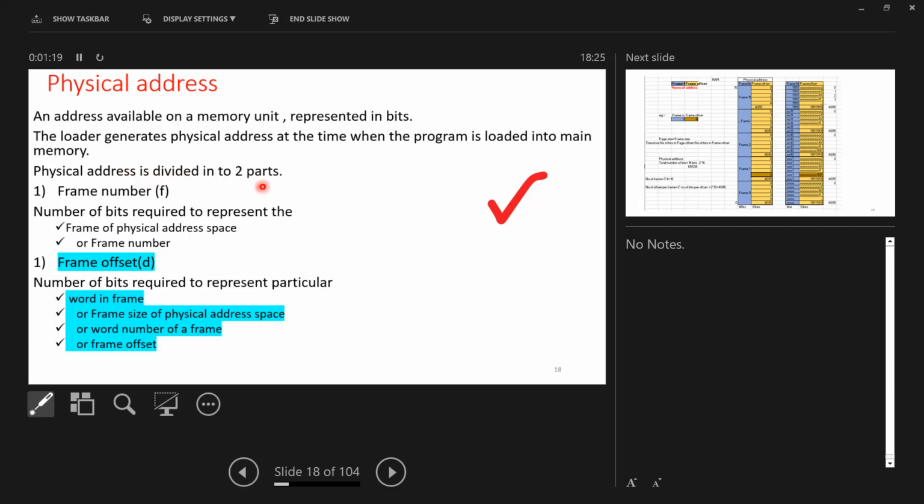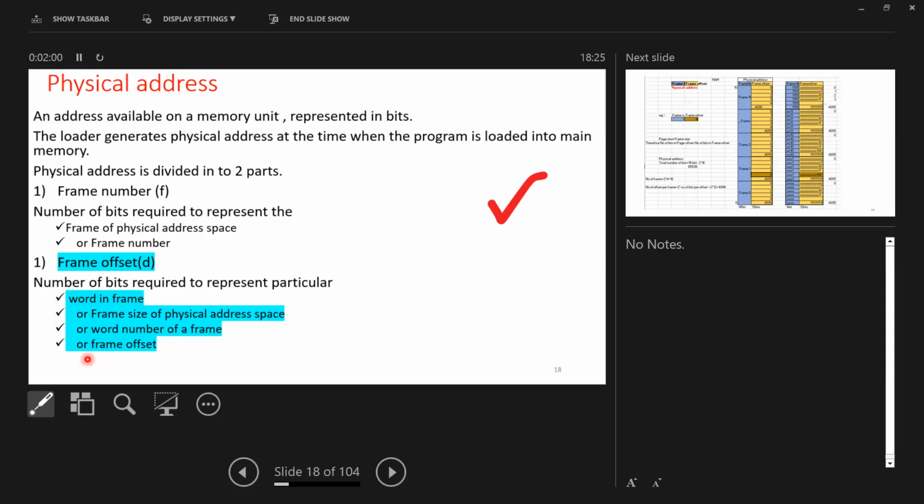Physical address is divided into two sections. Frame number is the number of bits required to represent a frame of the physical address space. No need to write the F and D, don't write it. Another name for it is frame number. The frame offset is the number of bits required to represent the particular word in a frame. Frame size of the physical address, or the number of words in a frame, is the frame offset. These blue color names can be used for the frame offset.